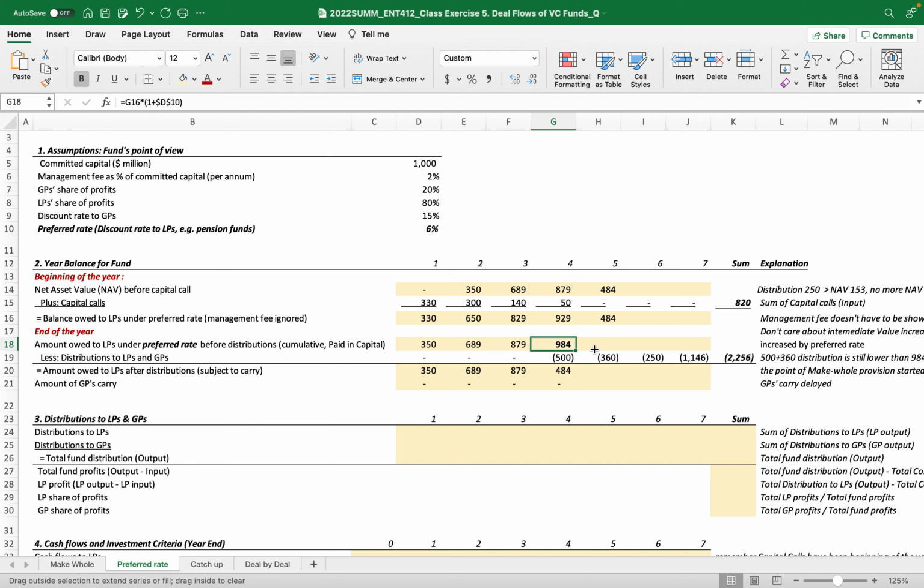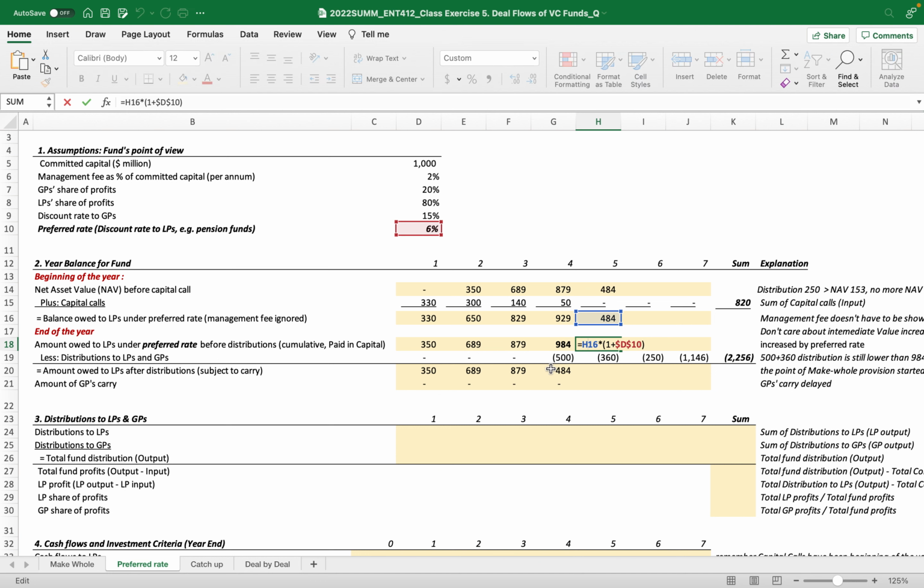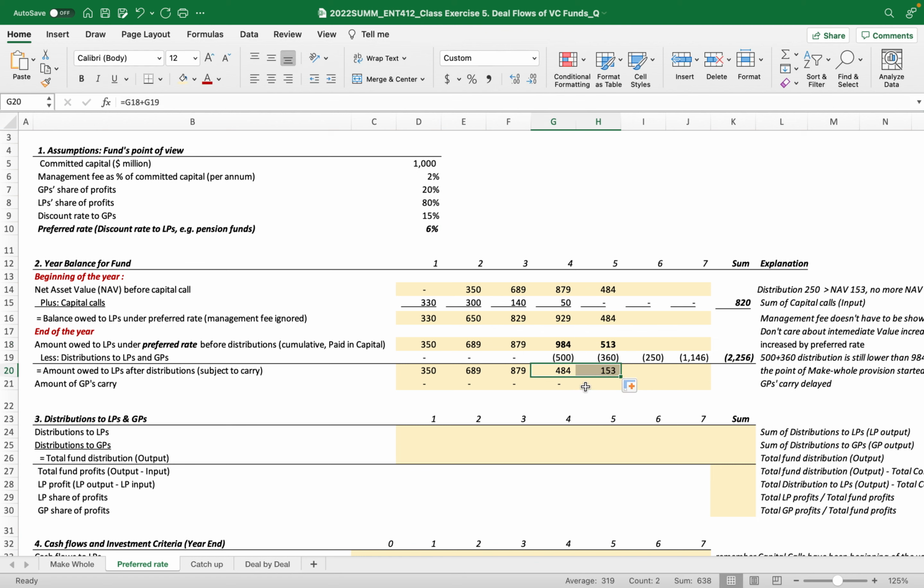And then next year. Now we want to measure this not increased. Why? Because from year 4, what happened on year 4? Right, year 4 still not fully recovered, but yeah, we need to put the 6%, right? 6% again. Then let's drag. Then there's no amount of GP's carry yet.